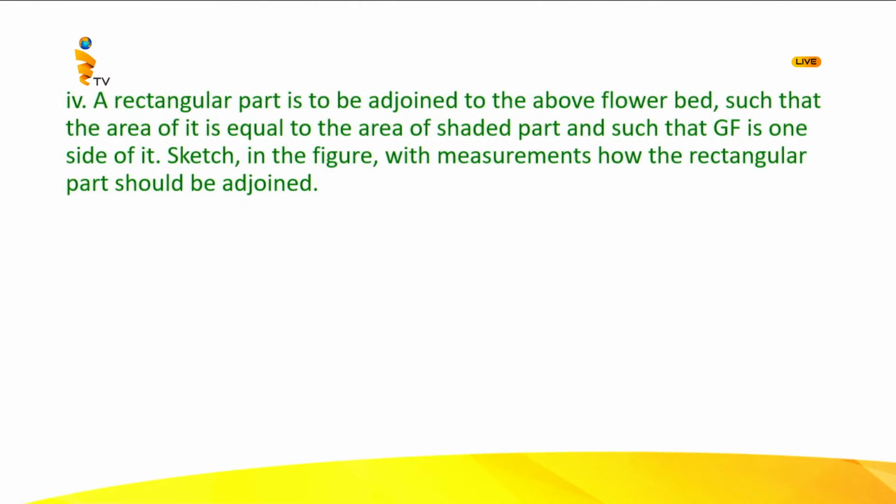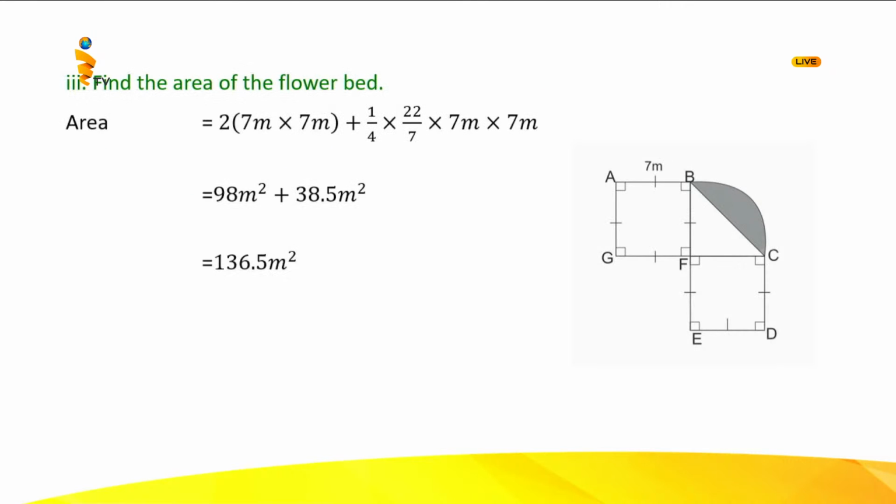The fourth part is a rectangular part is to be adjoined to the above flower bed such that the area of it is equal to the area of the shaded part and such that GF is one side of it. Sketch in the figure with measurements how the rectangular part should be adjoined. So the figure they have given is this, and you are going to attach a new rectangular part to this figure such that the area of that rectangle is equal to the area of the shaded part.